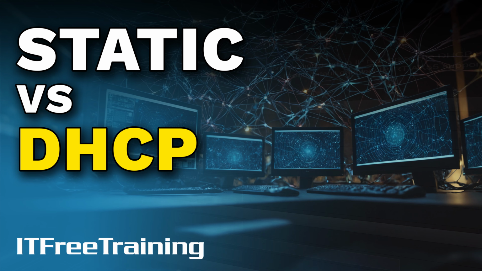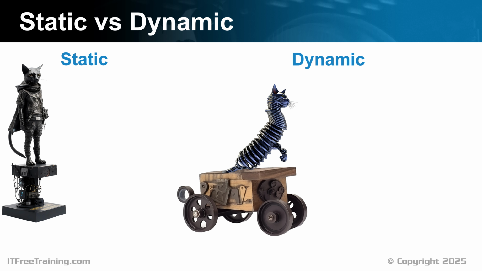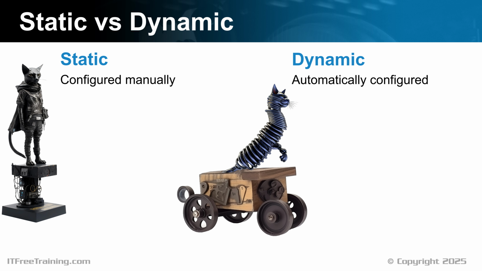Let's look at static and automatic IP addresses using DHCP. Static configuration is when the administrator manually configures the network settings. Dynamic is when the network settings are automatically downloaded to the device. Static configuration needs to be reconfigured when the network changes.